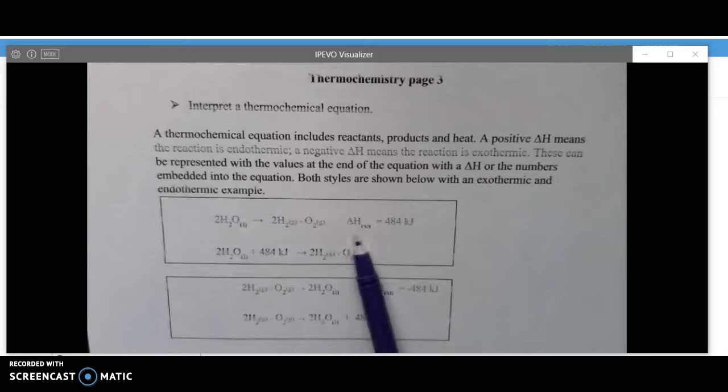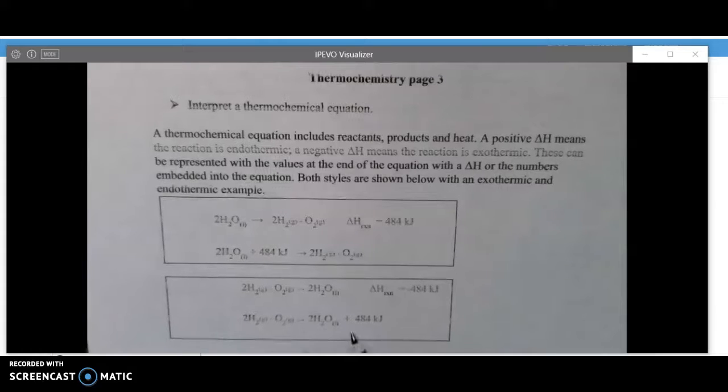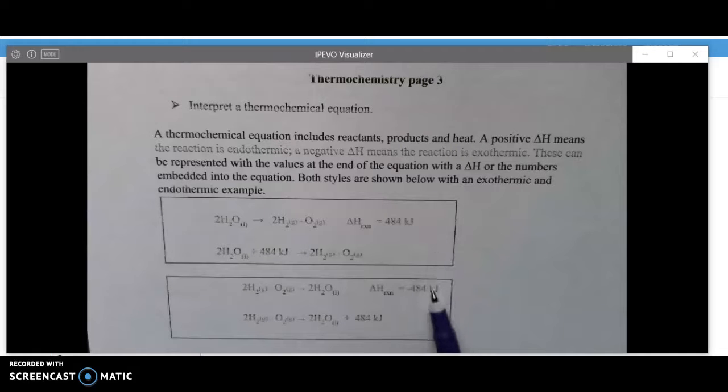If you see delta H, the sign here is going to tell you exothermic or endothermic. And if it's embedded in the equation, this is going to tell you endothermic and exothermic based on which side of the equation it's in. So just be careful with those notations. If you don't see a plus sign and you just see a value out here, then we're back to these types of notations. Okay.